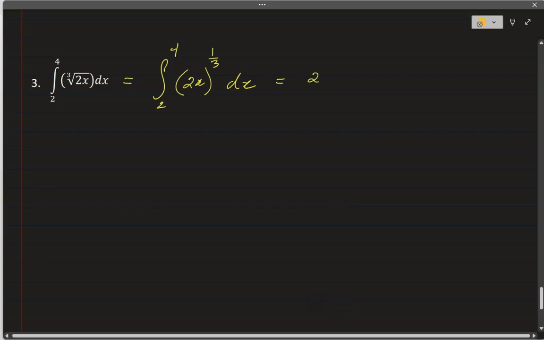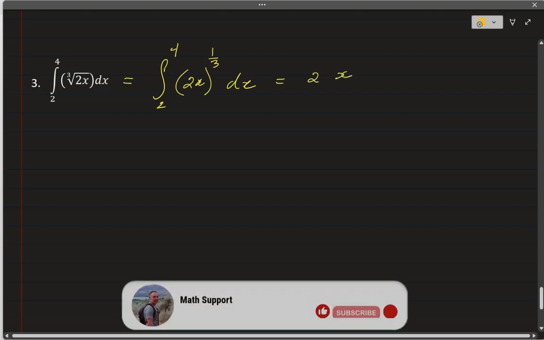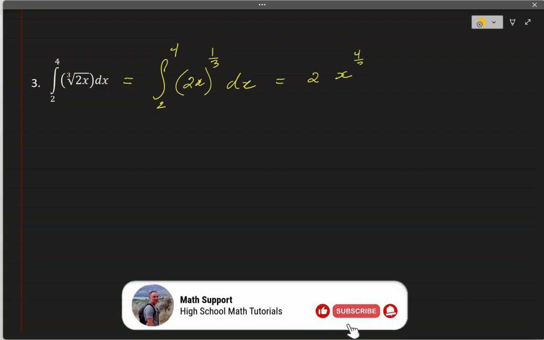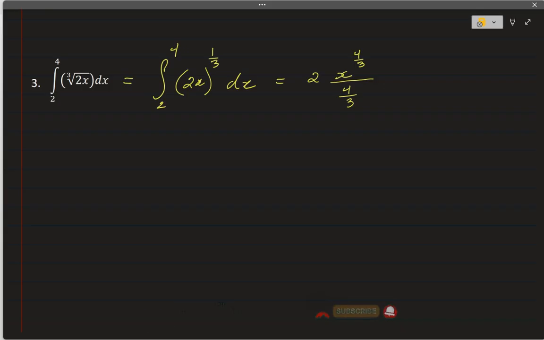So the 2 outside, and x would be x plus, you're going to add 1 to it, so that would be 4/3, and then divided by 4/3, okay? And then we're going to evaluate that from 2 to 4. Very good. Now, it looks ugly, but don't worry, don't panic. We're going to do the math.